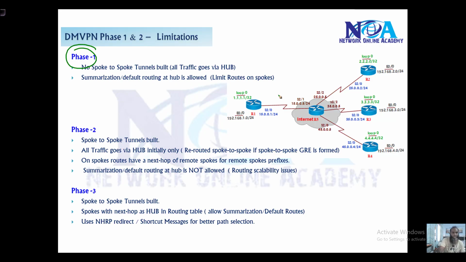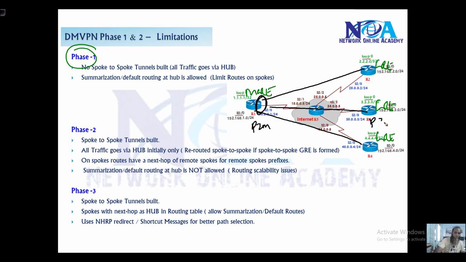phase 1. Now in the phase 1, as we'll be using multi-point GRE on the hub, whereas we'll be using only GRE on the spokes, so you can only have point-to-point tunnels established from the spokes to the hub, and the hub we can have point to multi-point tunnels, right? That's what we discussed in the phase 1.